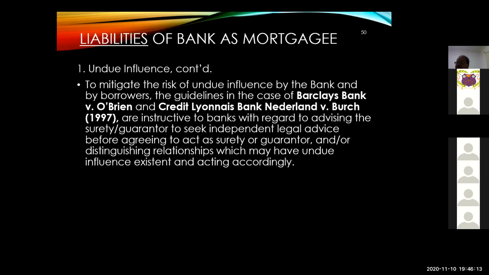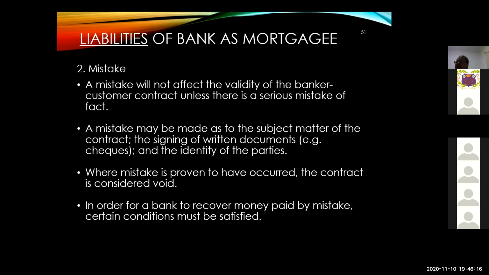So let's look at the second one, mistake. A mistake will not affect the validity of the banker-customer contract unless there is a serious mistake of fact. A mistake may be made as to the subject matter of the contract, the signing of written documents, for example, checks, and the identity of the parties. Where a mistake is proven to have occurred, the contract is considered void. In order for a bank to recover money paid by mistake, certain conditions must be satisfied. And we're going to look at them in this next.